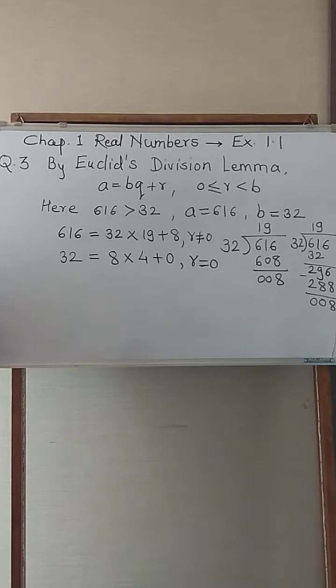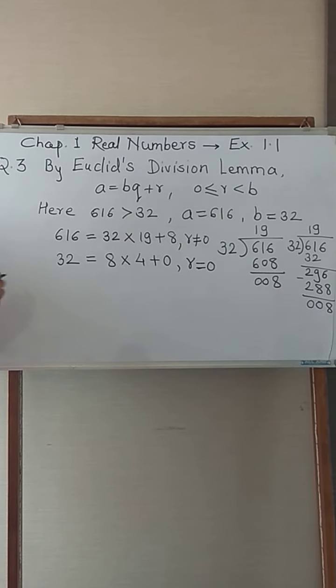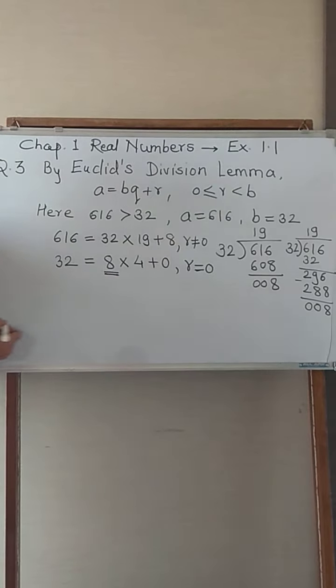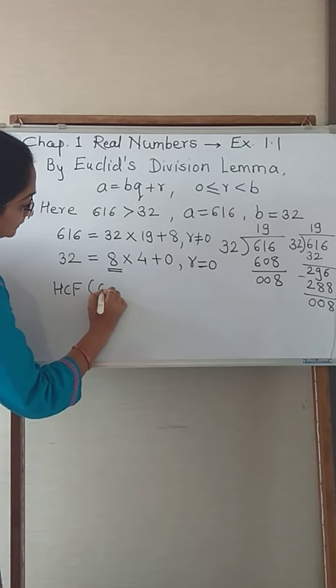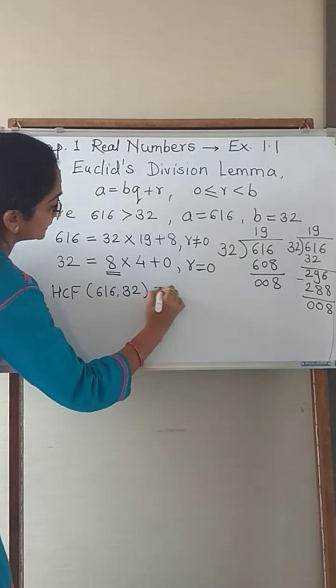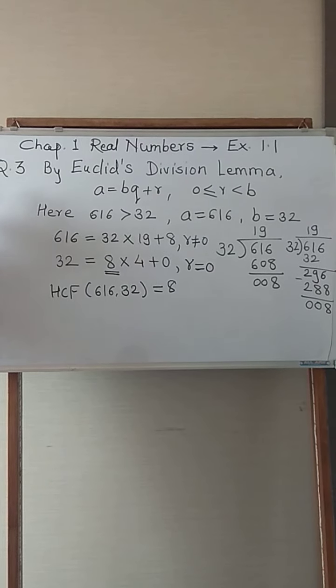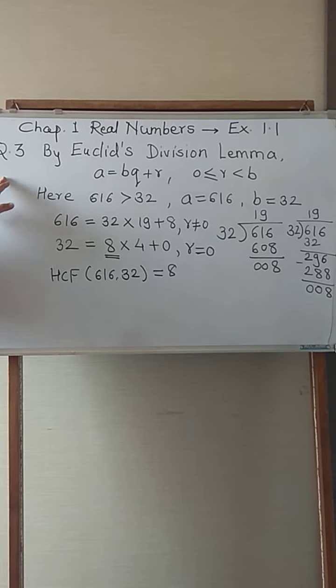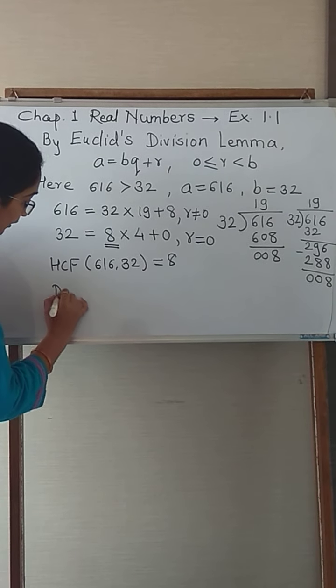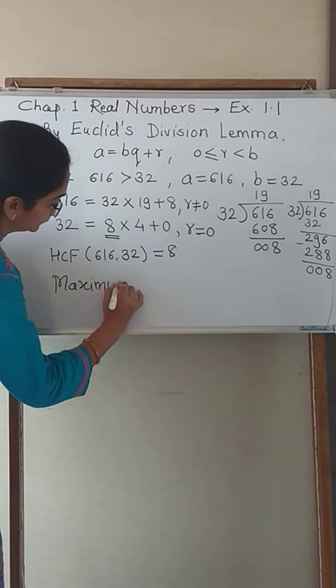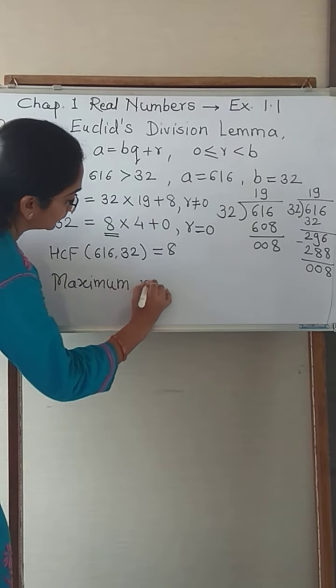As here the remainder is 0, we have to stop the process of division, and at this stage 8 is the divisor. So the HCF of 616 and 32 is 8. So the army contingent can march in a maximum of 8 columns. So this is our answer. The maximum number of columns is equal to 8.